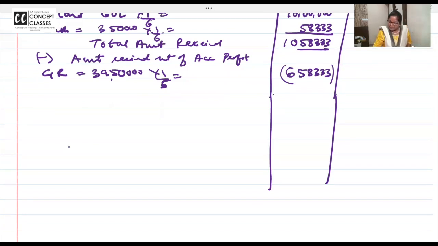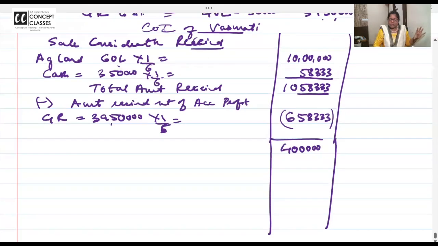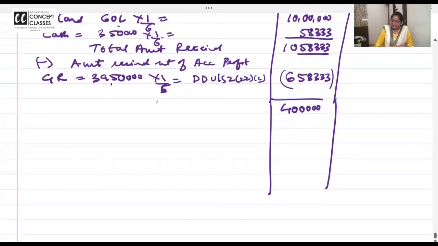Four lakh. Anyone having any doubt, pause here. See, Vasumati got 1/6 of agricultural land market value and 1/6 of cash. But out of that, the 1/6 of the total reserves will be treated as deemed dividend under section 222 clause C. The company said these are your dividends out of accumulated profit. It will be taxable under other sources.